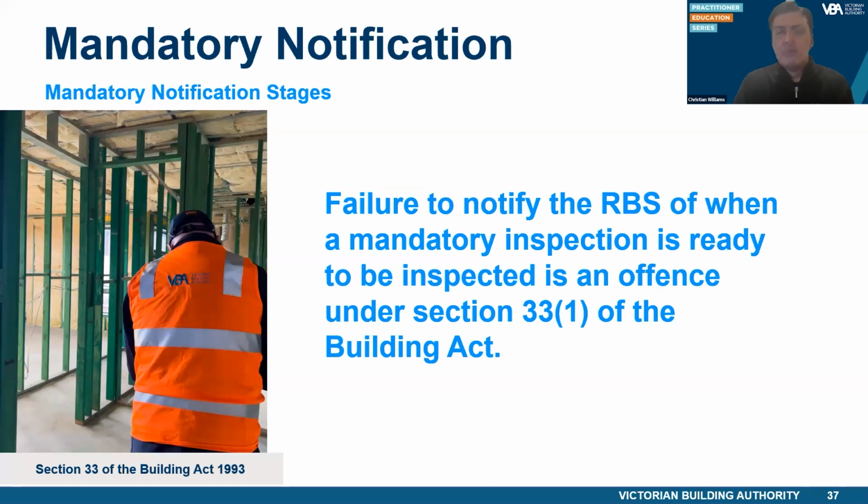The VBA are finding that many builders are not meeting their obligations with respect to Section 33 of the Act, in that they are not notifying the RBS they've reached a mandatory notification stage and/or are continuing to undertake the building work when they've been directed by the RBS to stop the work when they reach a mandatory notification stage.